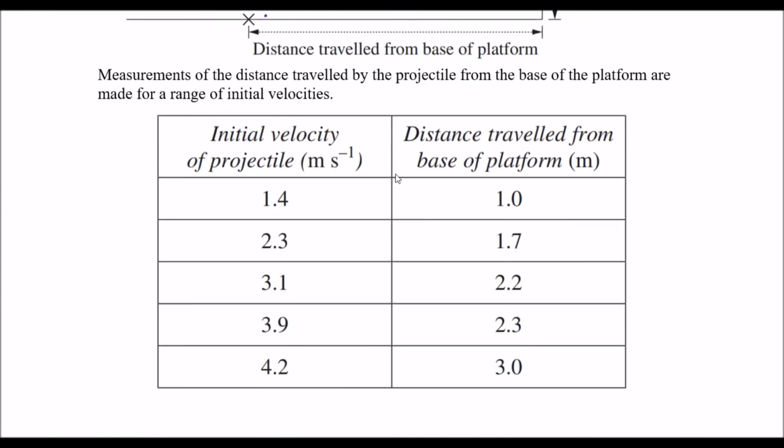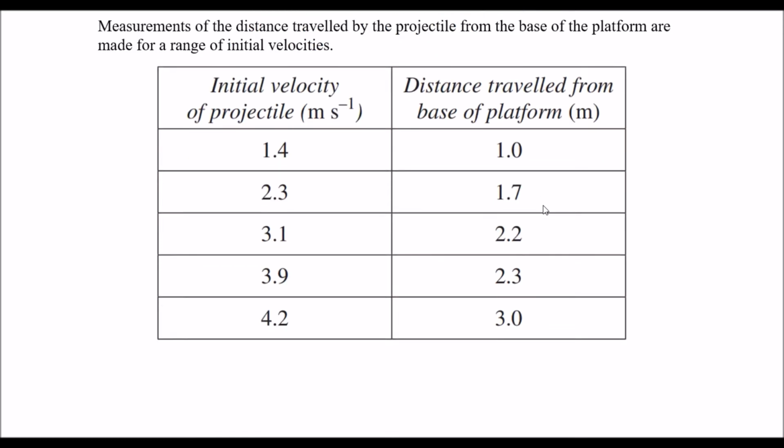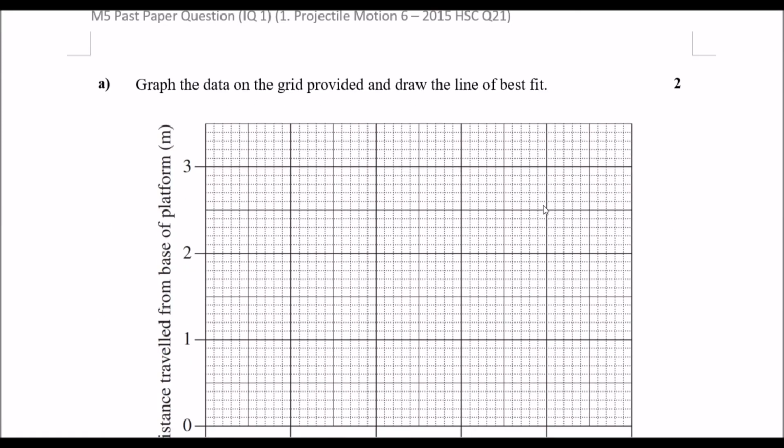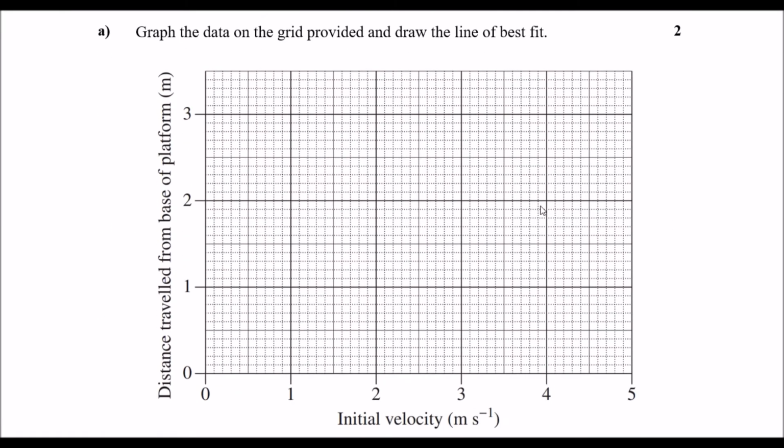And on this table that we have here, these are all the initial horizontal velocities, and this is the range of the horizontal displacement that has formed. Now, let's have a look at what the question wants us to do. Okay. So the first part of the question says to graph the data on the grid provided and draw a line of best fit. So let's try and draw out this chart here.